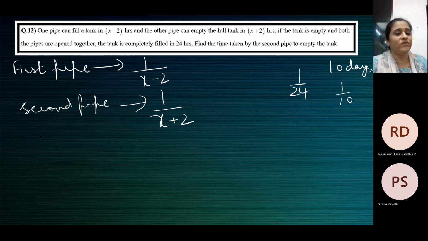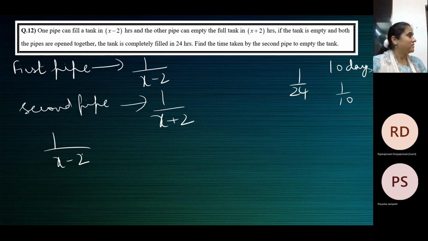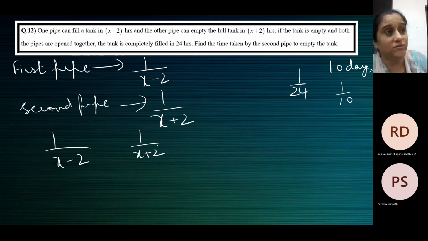Okay, so how much does the first pipe fill in 1 hour? Please look at the board. What is the work done by the first pipe in 1 hour? 1 by X minus 2. That's a fraction. This fraction of the tank is filled in 1 hour. Now the emptying pipe. What fraction does it empty in 1 hour? 1 by X plus 2. This fraction it empties in 1 hour.